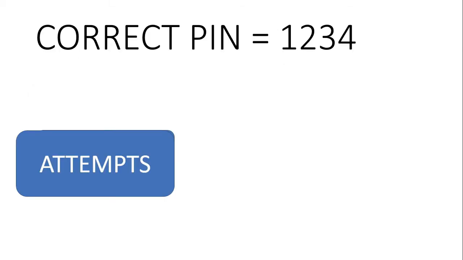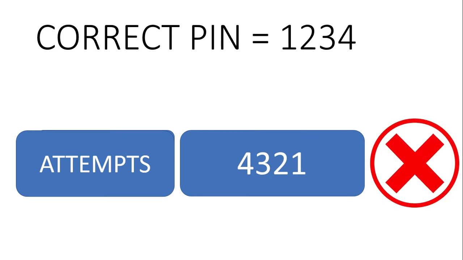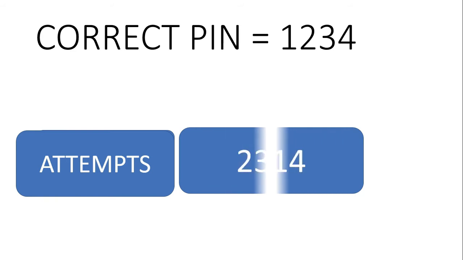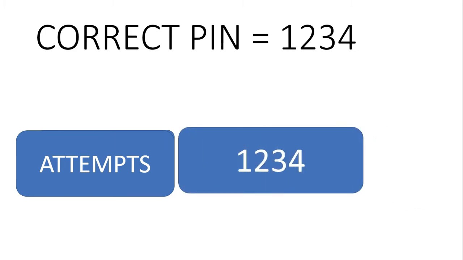Suppose you have a PIN of 1234, you will not have access if you input 4321 or 2314. You should enter your PIN 1234 in order. Thus, this involves permutation.